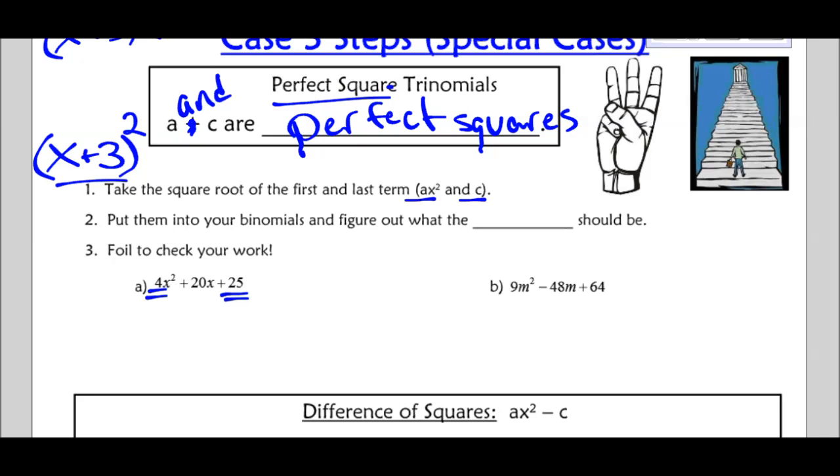What is the square root of that thing? A little bit more than that. Yeah. 2x is the square root of that. What's the square root of 25? 5. That's our factor. And it's the same factor twice.